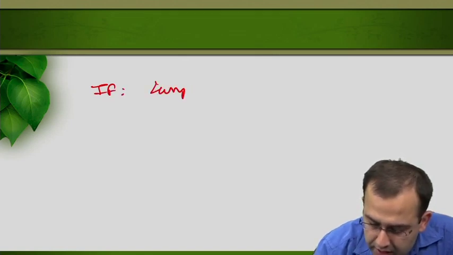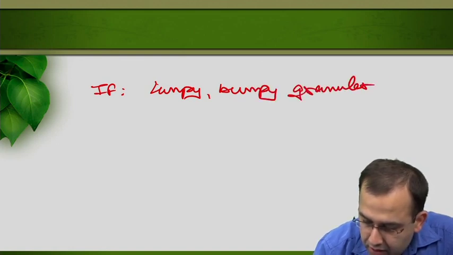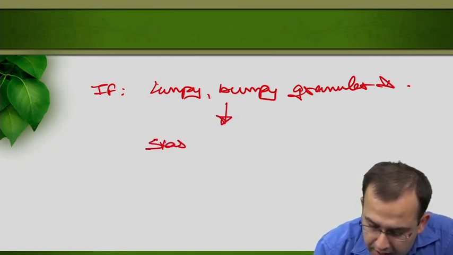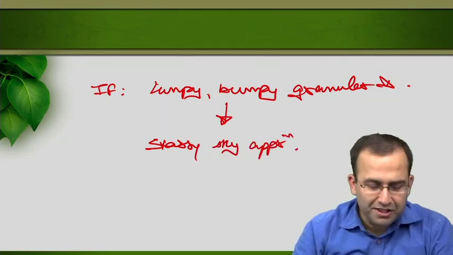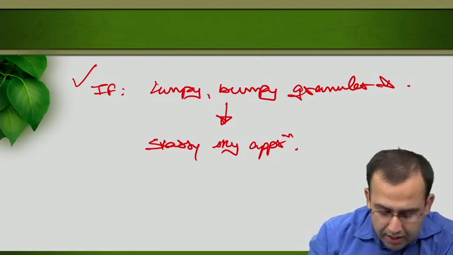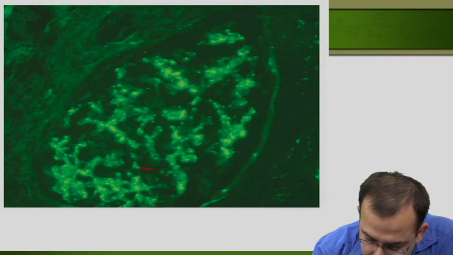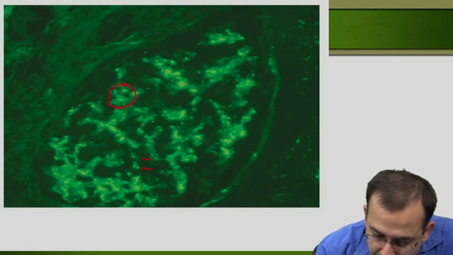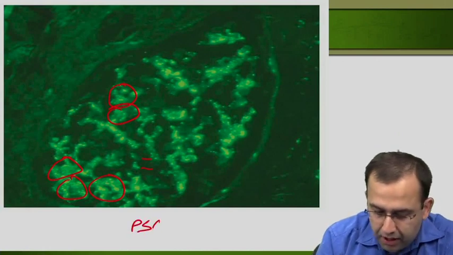It shows the classical lumpy, bumpy granular deposits. PSGN, lumpy, bumpy granular deposits, giving it the classical starry sky appearance. This lumpy bumpy description is not my way of describing it. I'll never do it in such a nice way. This is how WHO describes PSGN immunofluorescence, giving it the classical starry sky appearance. At some places it is singly scattered, but in majority they are aggregated together to form lumpy bumpy deposits. Starry sky appearance, PSGN.